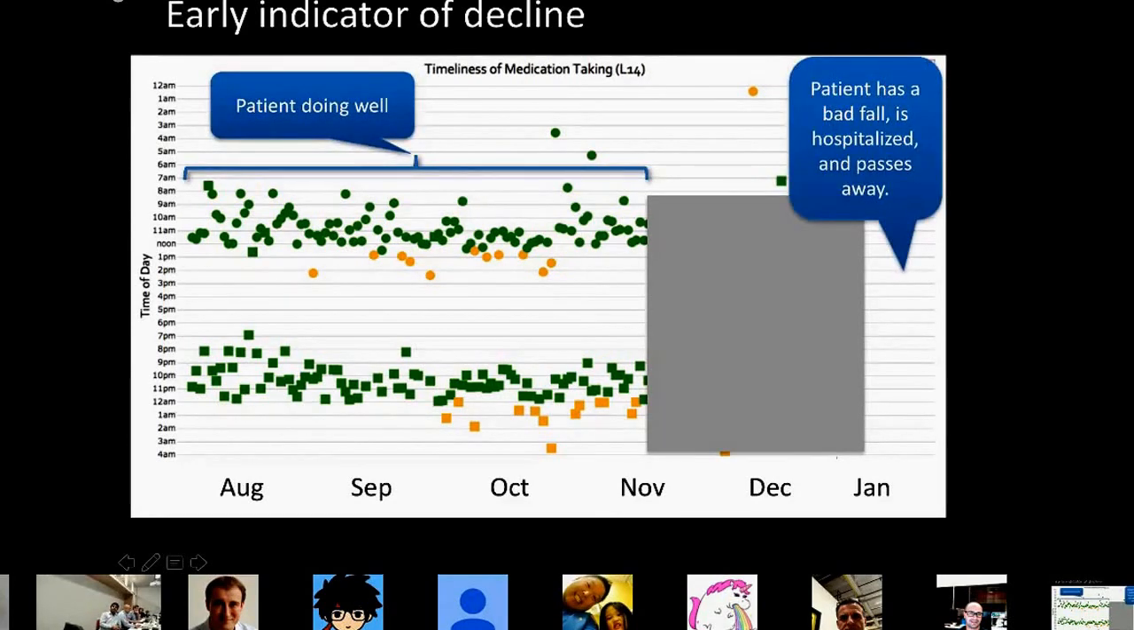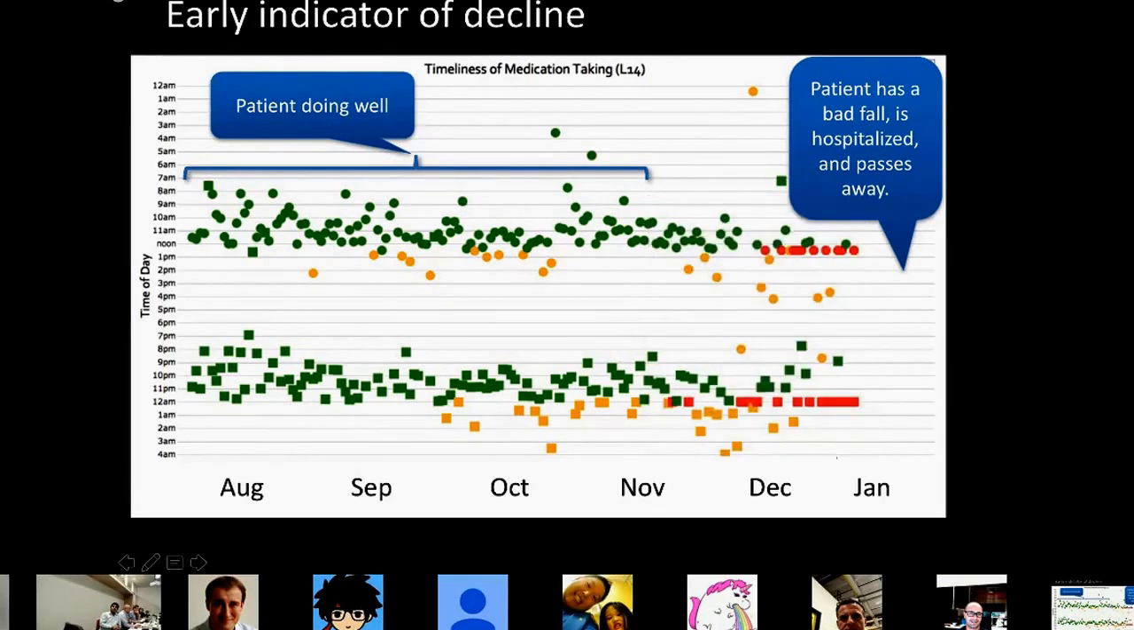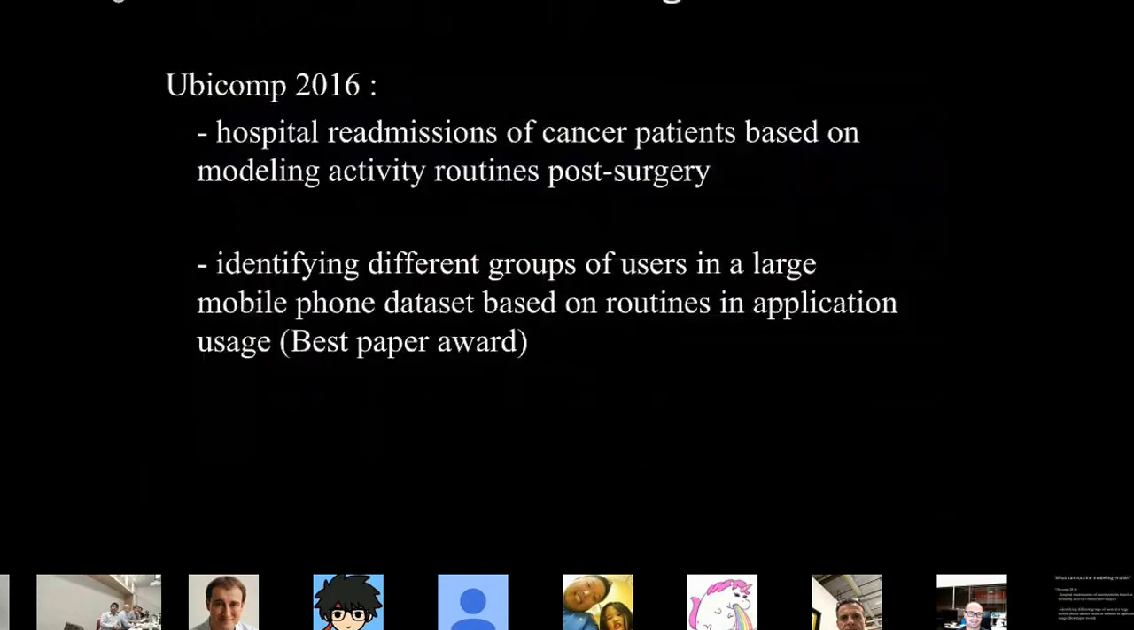They had a bad fall over here in January and died when they were part of our study. And it turns out that from just their actions of interacting with the medicine pillbox, we could have identified the fact that they were actually having some significant problems, because they actually stopped taking their medicine about a month before they had the fall. So this provides sort of visual evidence that our ability to extract routines can actually be quite useful in a setting like this.